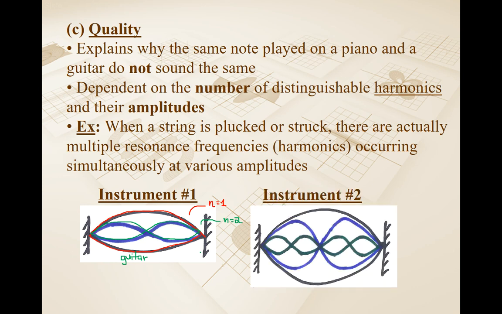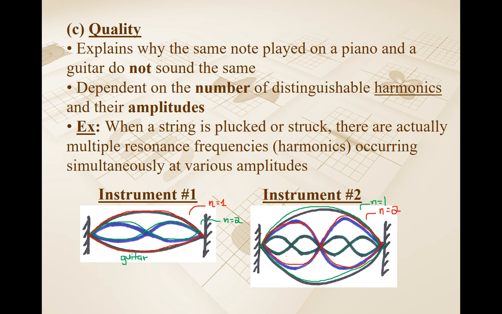Let's look at instrument two. We'll say this is a piano. So again, for a piano, you have a hammer that's hitting a string. Now, for this one, there are actually more resonance frequencies. So you have the big one on the outside, that's the single loop. A single loop for a string would mean that's the fundamental frequency. And you also have this one. That's two loops, so that would be n equals two. And then you have a third one here.